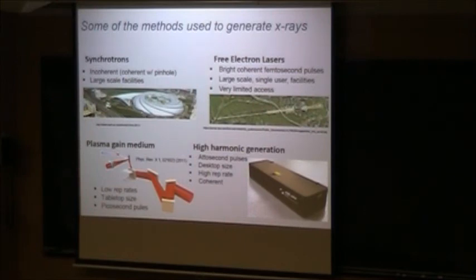There's also smaller, say, tabletop sources, like plasma gain. This specific technology gives longer pulses than picoseconds. But we do high harmonic generation here. We can get down to attosecond pulses. It's desktop size; this is a commercially available high harmonic source. It fits on a desk. We have high rep rates, and we have a coherent source.